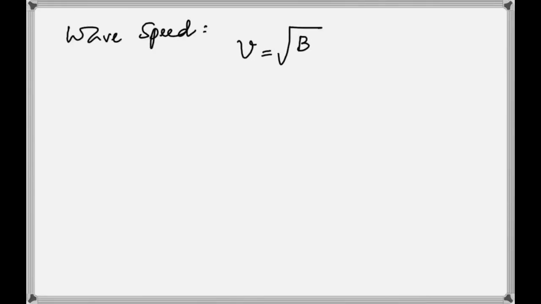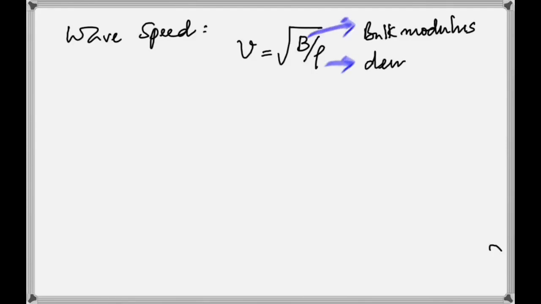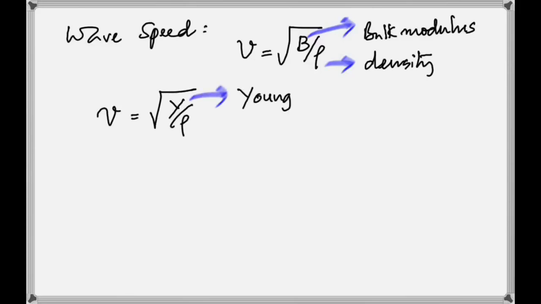Now, considering the speed of a wave, if it's traveling through a fluid, which is a liquid or a gas, then the speed is given by square root of B by rho, where B is the bulk modulus and rho is the density. But if it's traveling through a solid, then square root of Y by rho, where Y is Young's modulus.